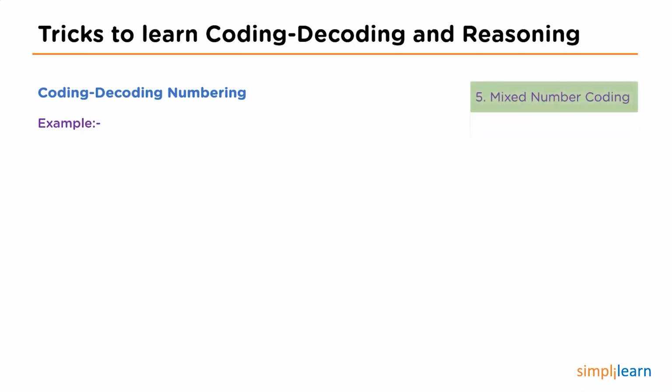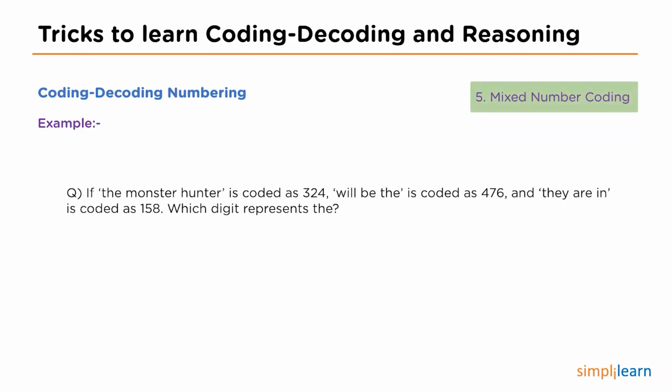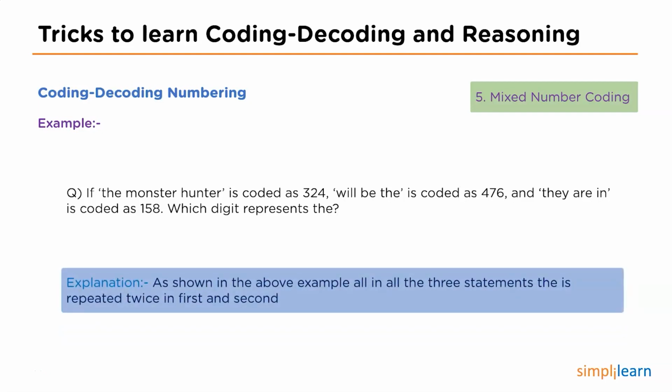In this mixed number coding type of question, 3 or 4 complete messages are given in the coded language and the code number for each particular word is asked. Now let's have a look at some examples for clear understanding of mixed number coding. The question is, if monster hunter is coded as 324, the is coded as 476, and they are in is coded as 158, each digit represents the.